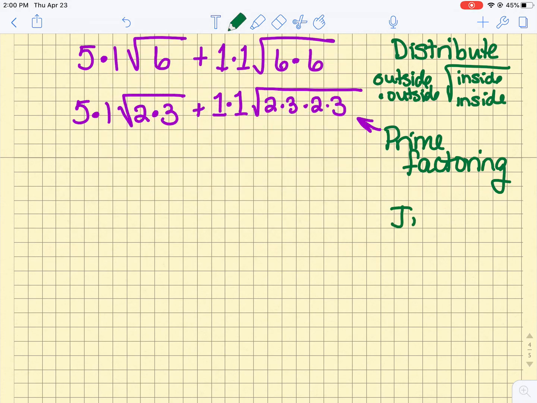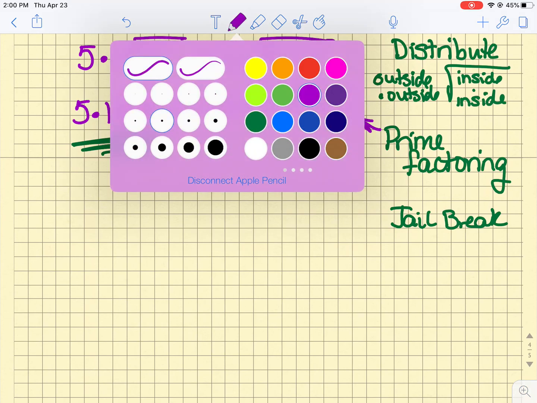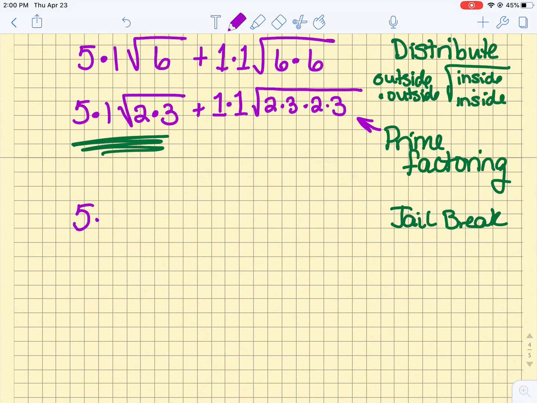And then we're going to jailbreak. So in this first one, is there anything that can jailbreak out of that? No. So that just stays. And again, you could do the multiplying now if you want. You don't have to. So 5 times 1, 5. Right. And the 2 times 3 is? 6. Okay. I'm going to do that on a separate step, but you could do this on this step if you want.